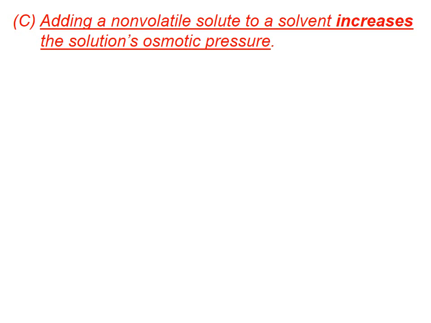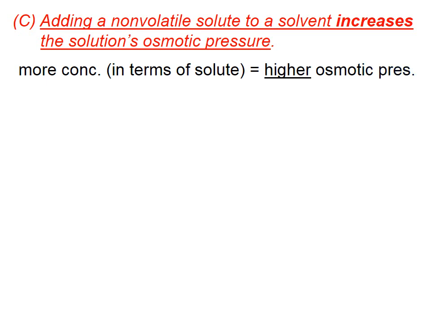Adding a non-volatile solute to a solvent increases the solution's osmotic pressure. So what we're saying is this: the more solute you add to a solvent, the higher the solution's osmotic pressure. Or more concentrated in terms of solute gives a higher osmotic pressure. Now, we haven't talked about osmotic pressure yet, but just know that a dilute salt solution, say, has a relatively low osmotic pressure. A concentrated salt solution has a much higher osmotic pressure.